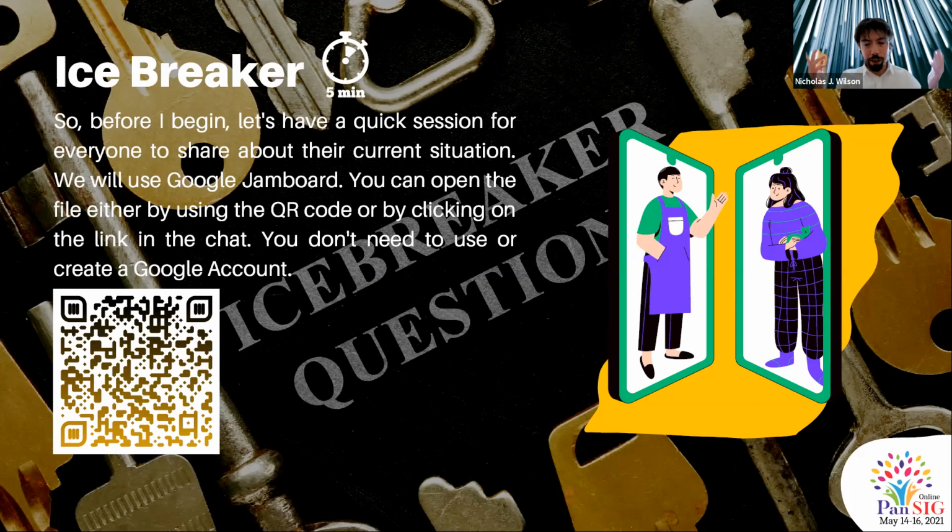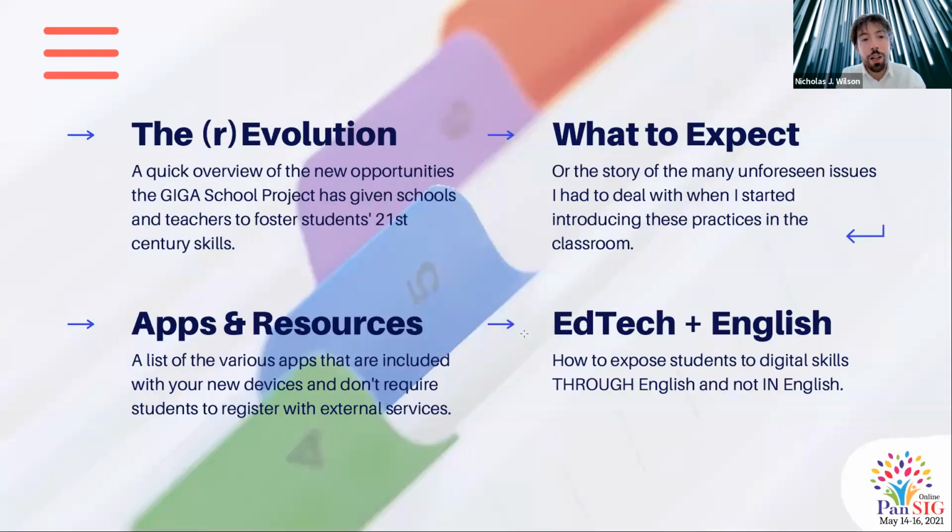So this is one example of an icebreaker you can use in a classroom. This time we used Google Jamboard. There are other options depending on which system you use. So these are the 4 main points I'm going to talk about today. Point number 1 is our evolution, then what to expect, the apps and resources you can use, and how education technology and English mix together.